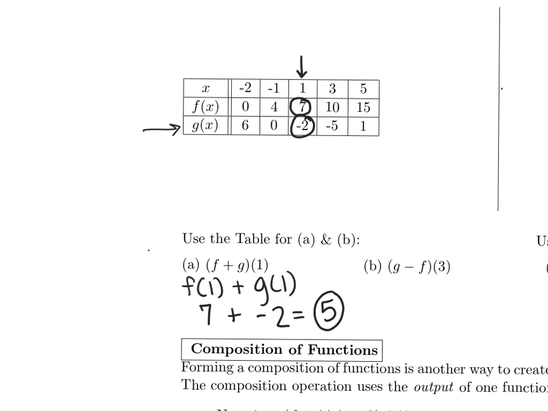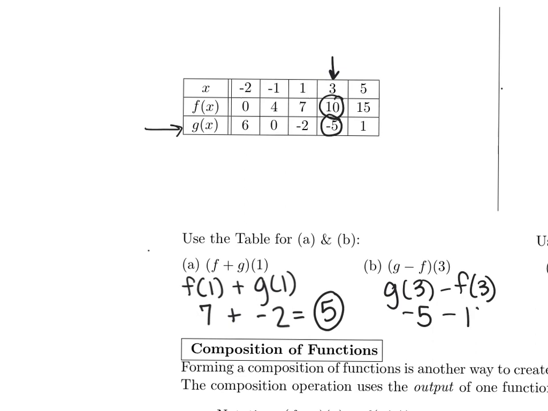So looking at the next one, we are going to look at the G function, and we're going to evaluate. Okay, so we're going to do G of 3 minus F of 3. So go to your G row, look at the 3, G of 3 is -5, minus F of 3 is 10. So then we get -15.